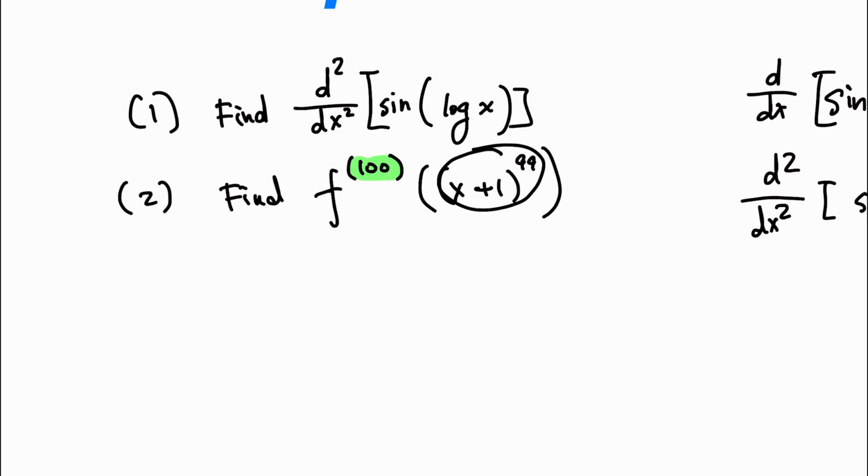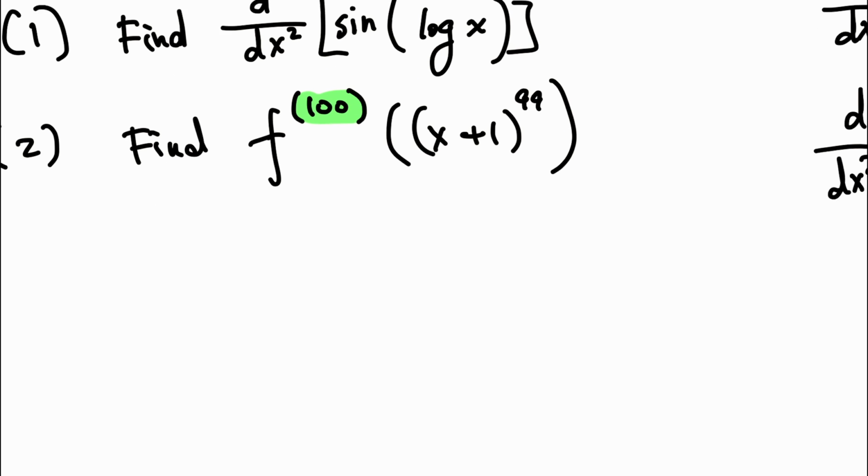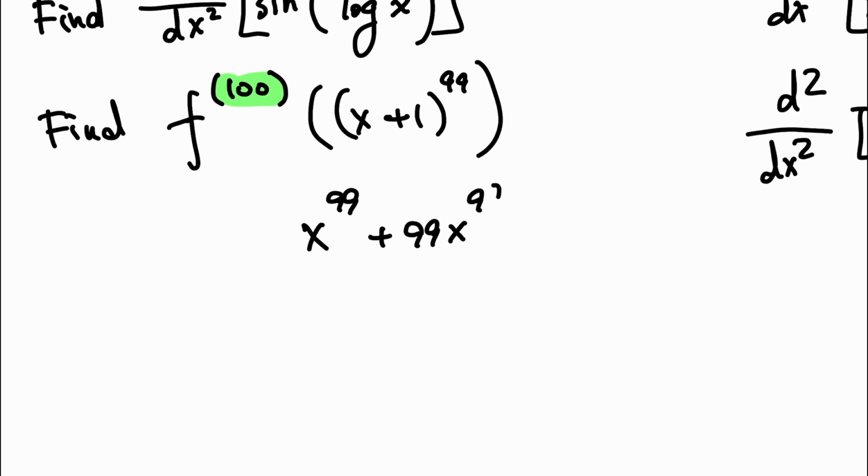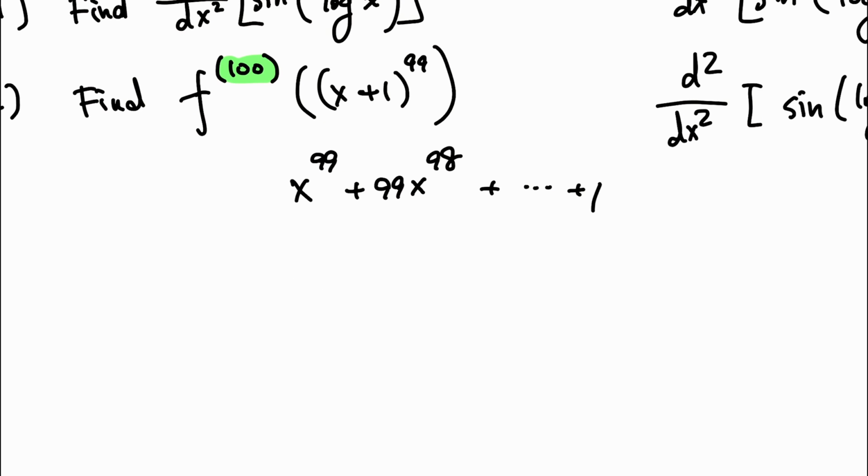Looking at this, x plus 1 to the 99th power, we notice that this is a polynomial because we can express it using the binomial theorem. So something like this, plus dot dot dot plus 1. This thing is a polynomial, and we know that when we are differentiating polynomials, each time we differentiate, we are actually going to get one less degree.